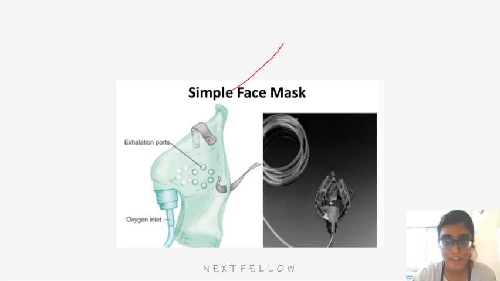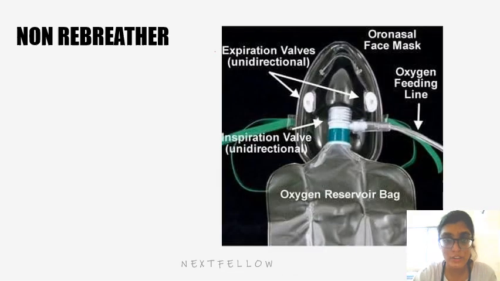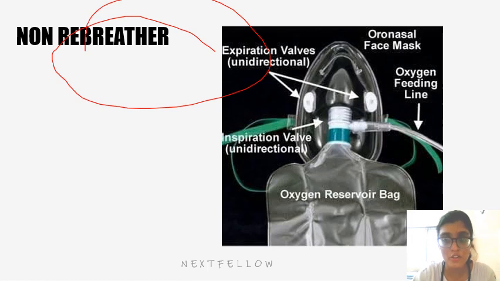So this is a simple face mask. Here are the exhalation ports, and here is the oxygen inlet. So this is a non-rebreather mask, commonly called a reservoir bag mask, which we used extensively during our COVID pandemic. So this is the oxygen reservoir bag. This is the inspiratory valve, which is unidirectional. This is the oxygen line. This is the oronasal face mask, and these are the expiration valves.